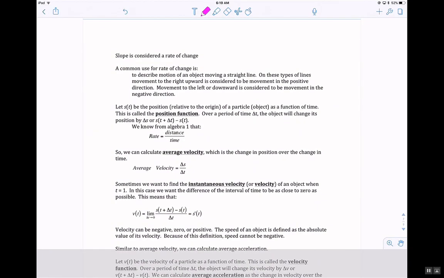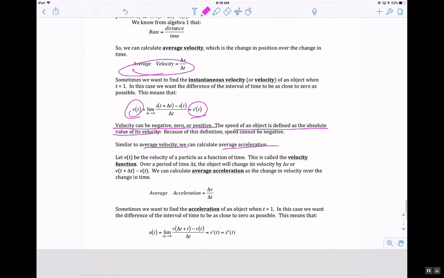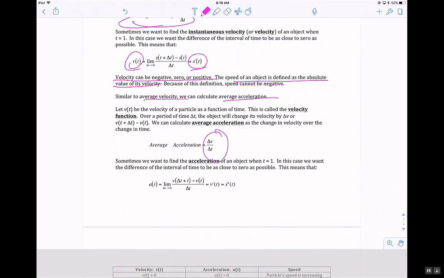Slope is a rate of change. Your average velocity is the change in position over the change in time. Your instantaneous velocity is the derivative. Velocity can be positive, negative, or 0, but the speed of an object is defined as the absolute value of velocity. Similar to average velocity, we can calculate average acceleration, which is the change in velocity over the change in time. And then regular acceleration is the first derivative of velocity or the second derivative of position.